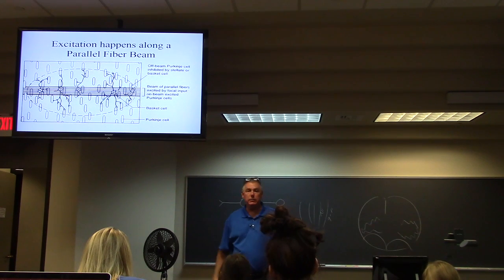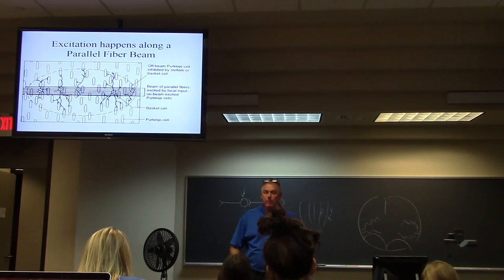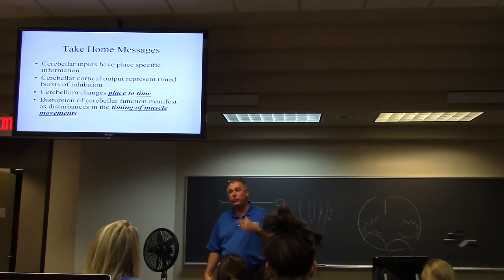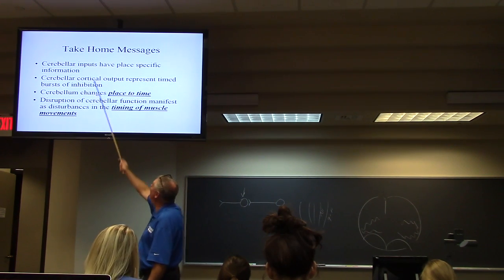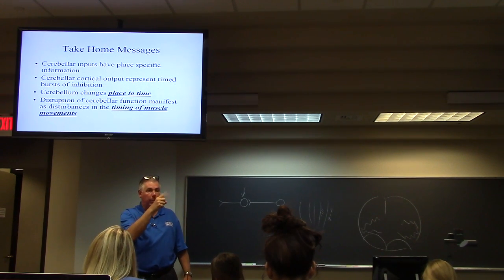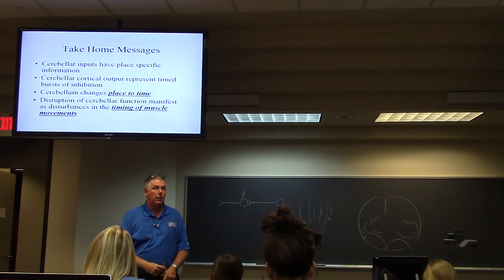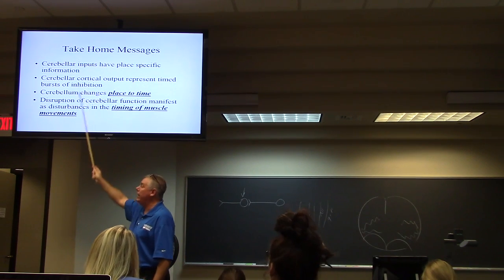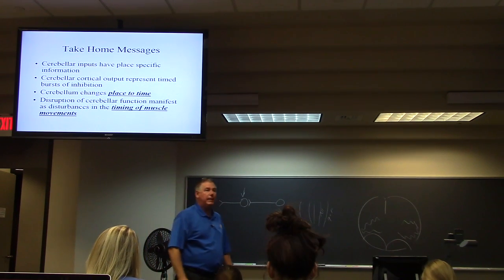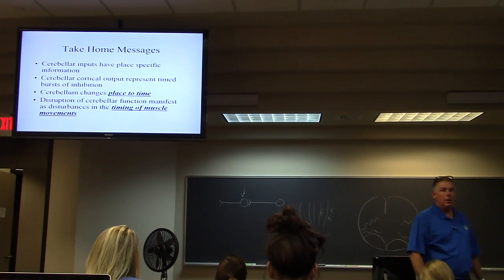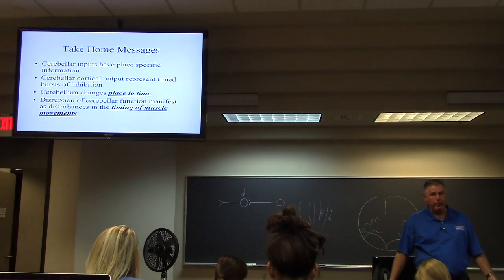Fiber beams is how it's described here. Beams of related Purkinje neurons for a specific function. And you can summarize that this way: cerebellar inputs have place-specific information. Place on your body. These runs result in bursts of activity from the Purkinje fibers that are timed.